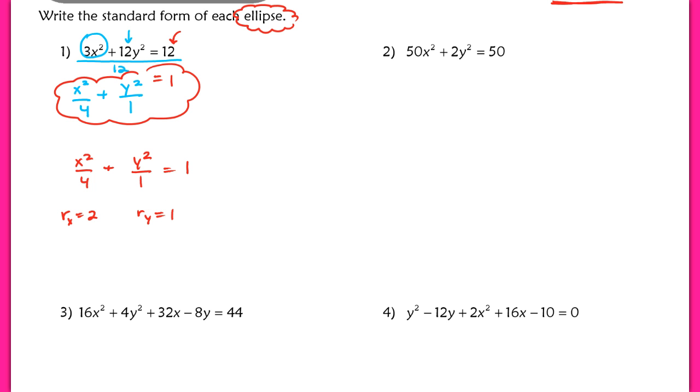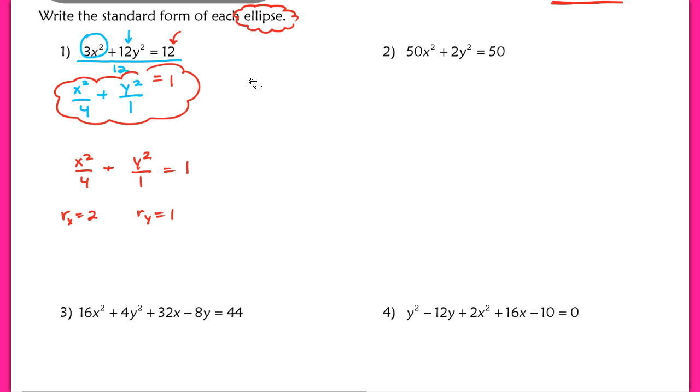Now notice we didn't have to complete the square whatsoever here. And the reason we didn't have to complete the square is because we don't see an x term. There's no x term on its own, there's no y term on its own. We only have an x squared and a y squared term. The same thing goes for number 2 here.